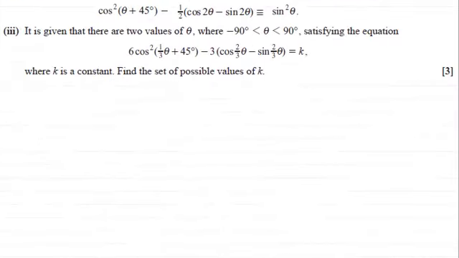Hi. Now, in this next part of the question, working off this identity that we're given, it's given that there are two values of theta, where theta is greater than minus 90 degrees and less than 90 degrees, satisfying the equation 6 cos squared of (1/3 theta + 45 degrees) minus 3 times cos of 2/3 theta minus the sine of 2/3 theta equals k, where k is a constant. And what we've got to do is find the set of possible values of k.